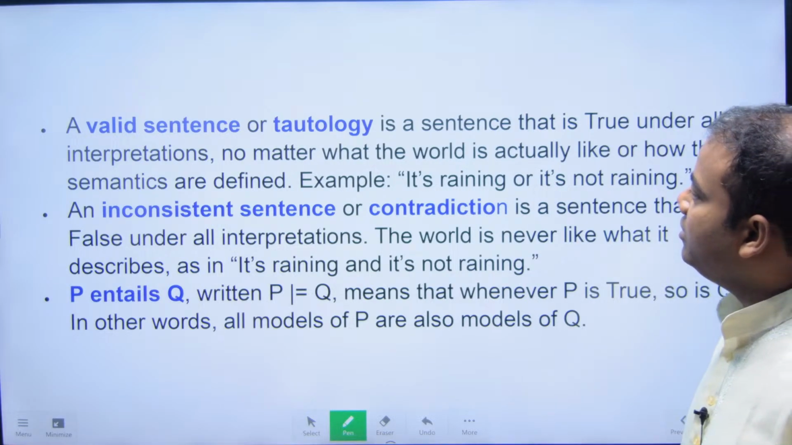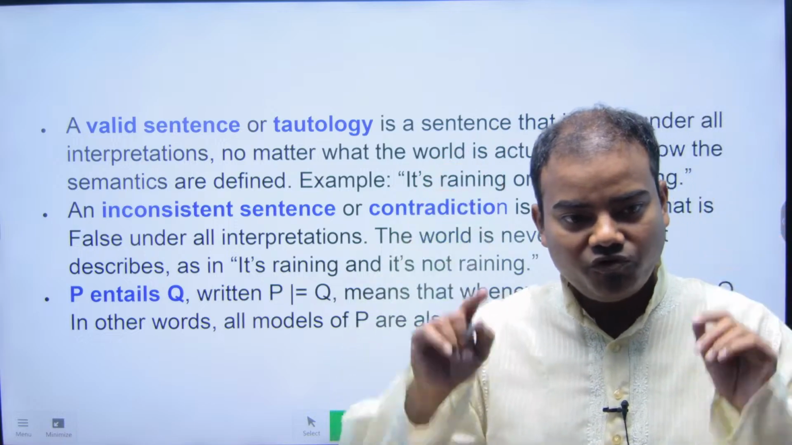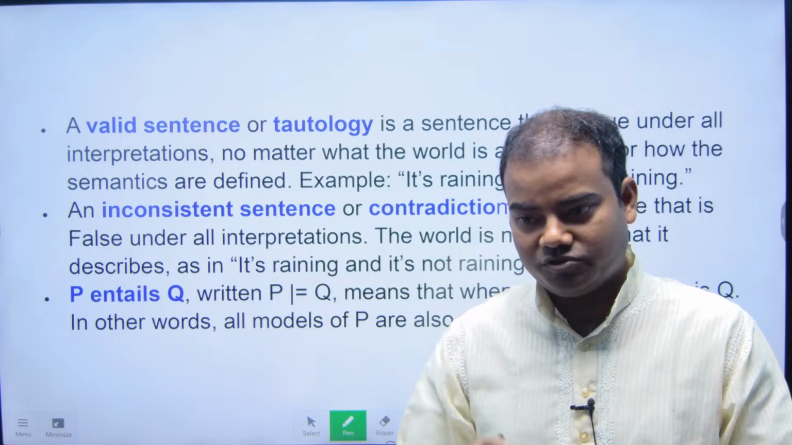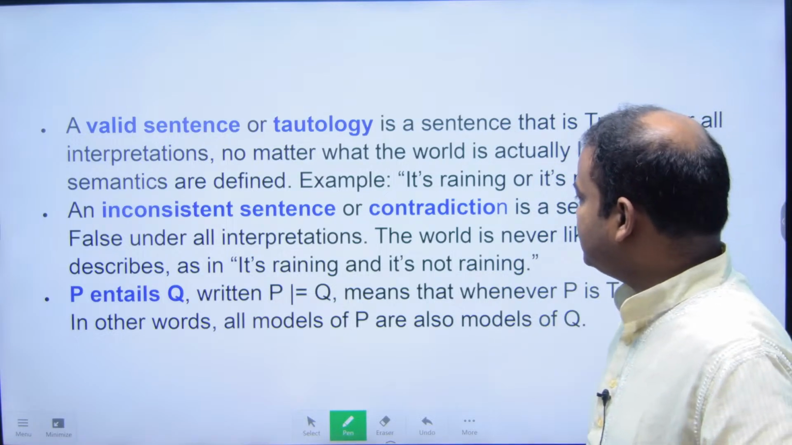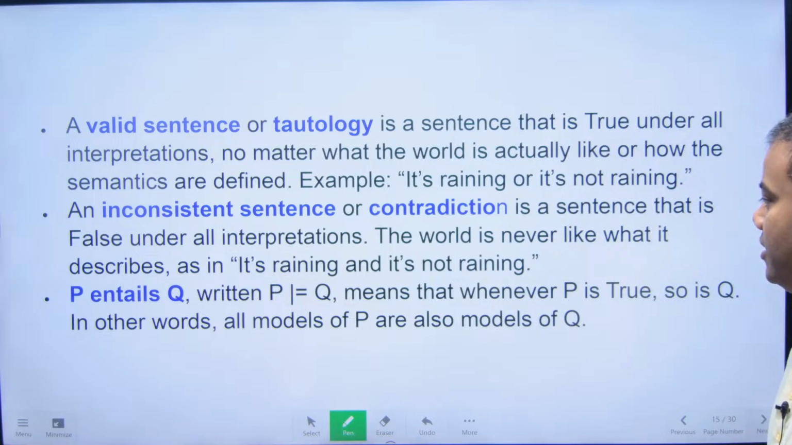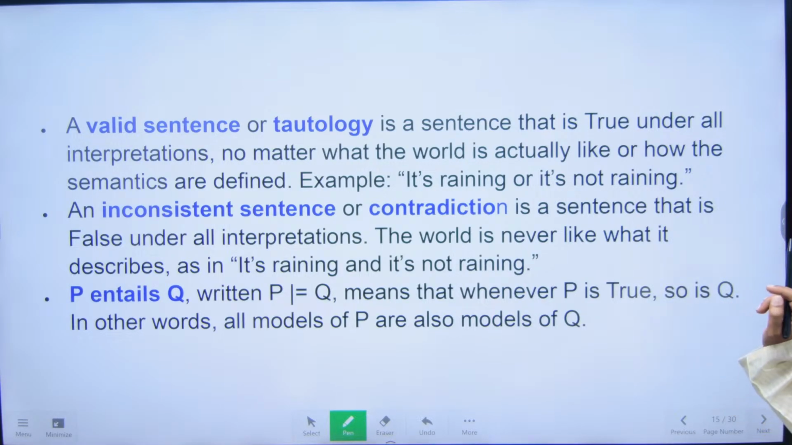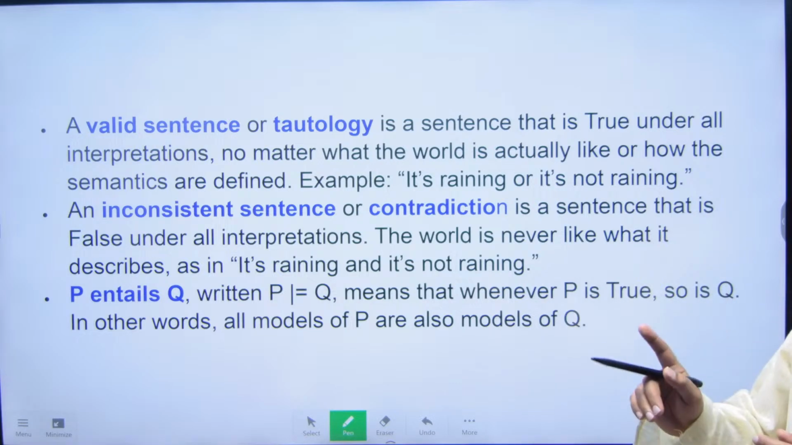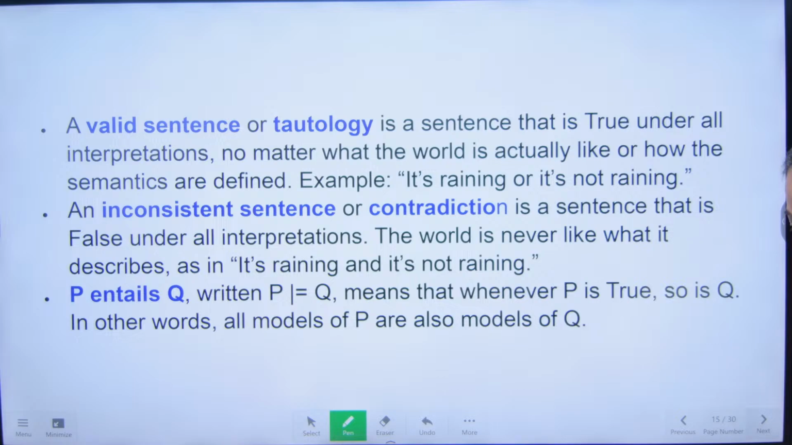Now some definitions. A valid sentence or tautology: if everything is true, means it is true always, true, true, true, then that is called a tautology. An inconsistent sentence or contradiction means everything is false. Okay. P entails Q means that whenever P is true, Q is true. Means if P is true, then Q is true. That can be written like this.